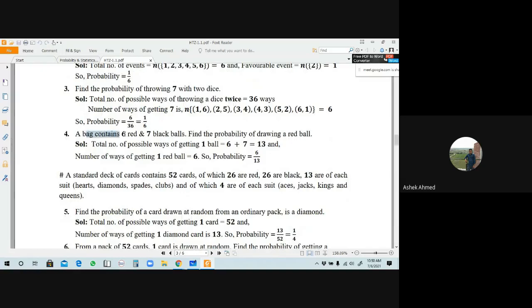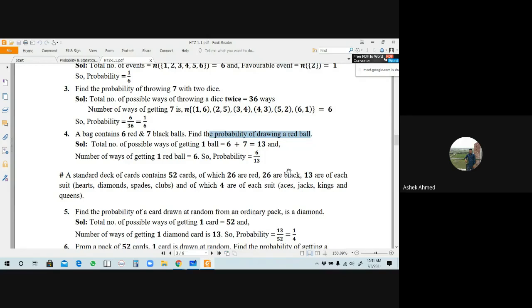Next problem: a bag contains 6 red and 7 black balls. Find the probability of drawing a red ball. How can we solve this problem? Since the bag contains 6 red and 7 black balls, the bag contains a total of 13 balls. From here you have to find a ball that will be red color.